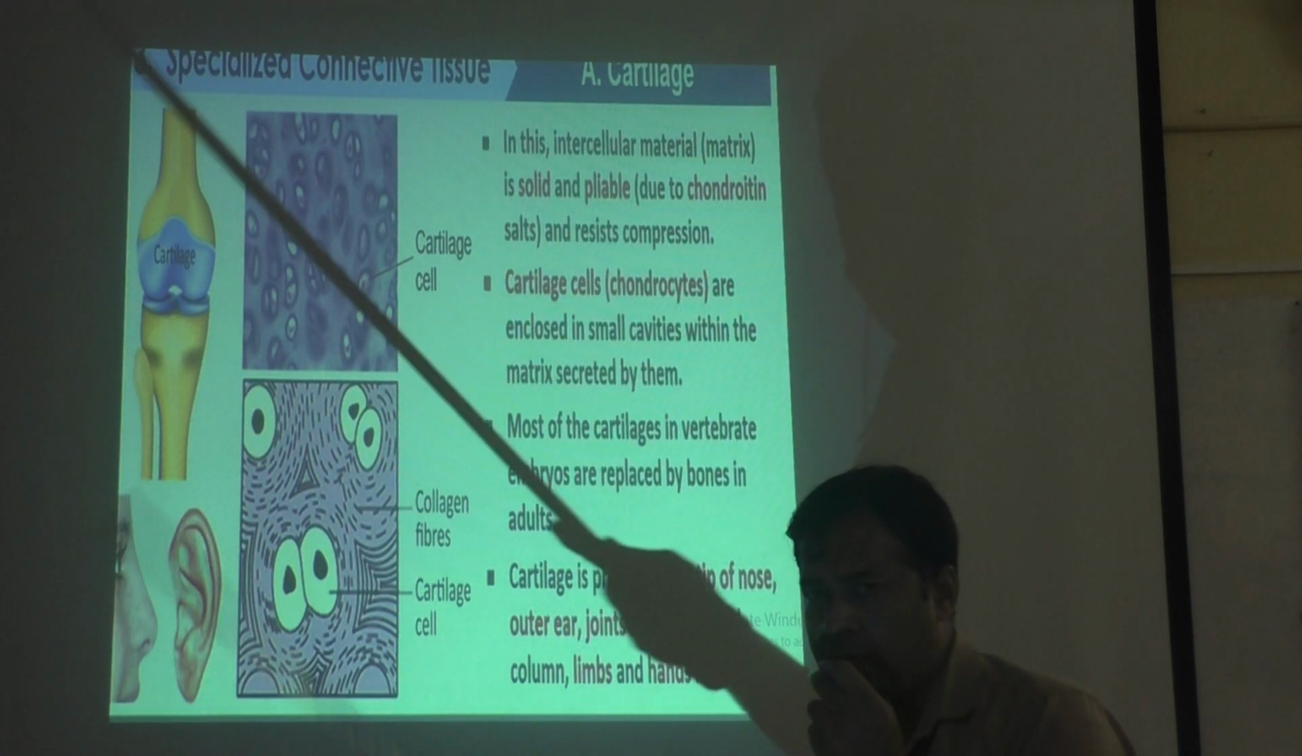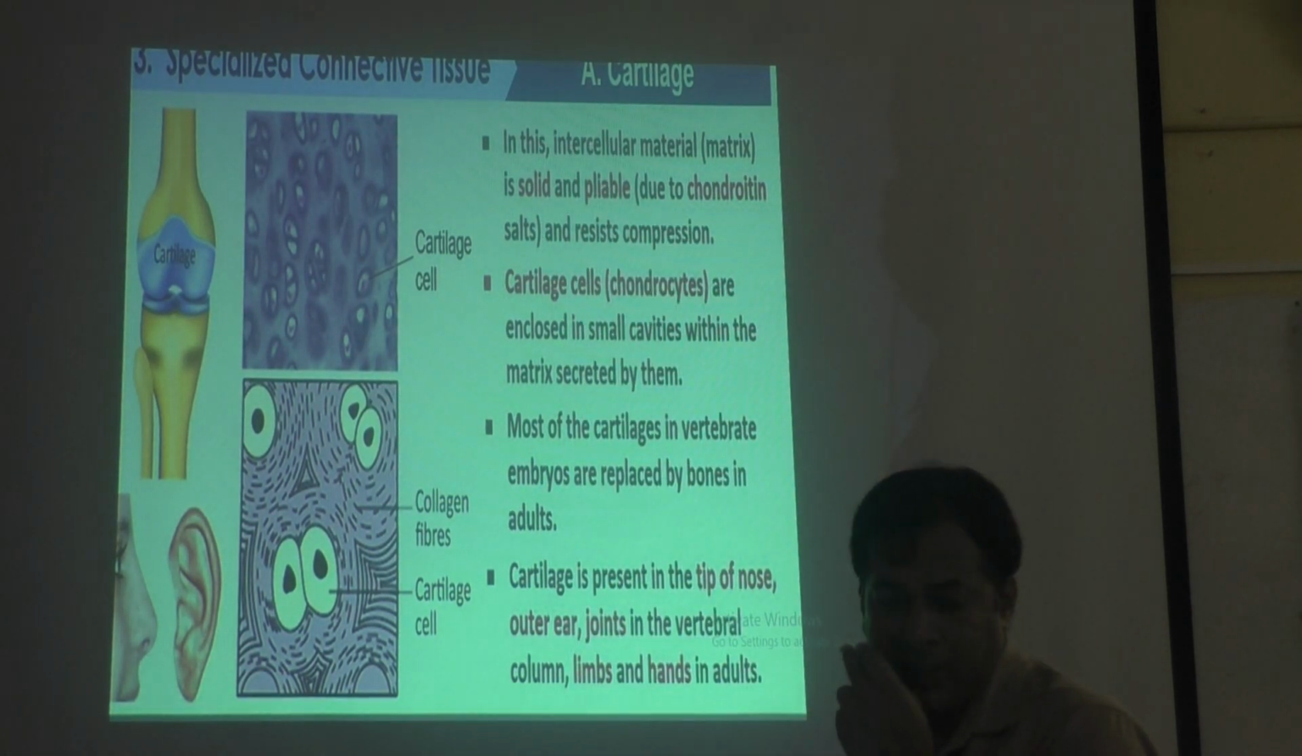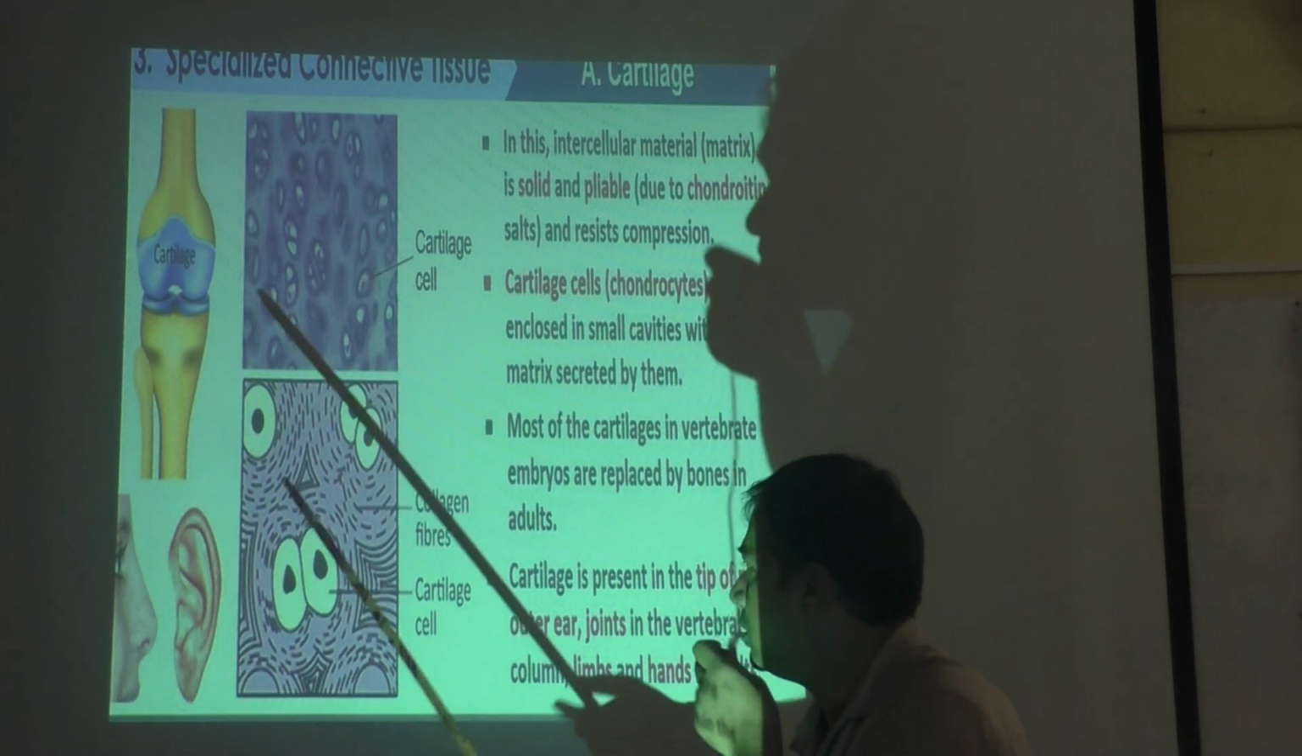Specialized connective tissue. Why did I go back? Because the heading is not clearly visible at the top. So this is the heading, specialized connective tissue. Under that there are three: cartilage, bone and blood. One by one we will learn.